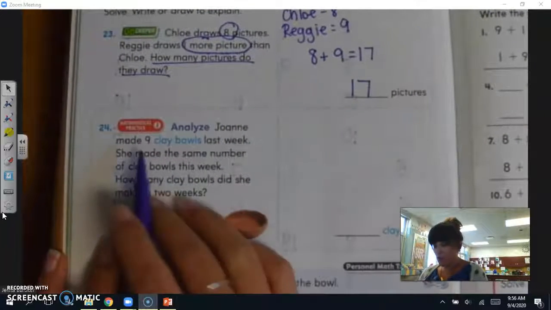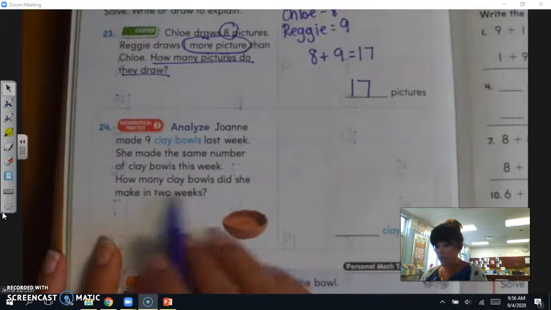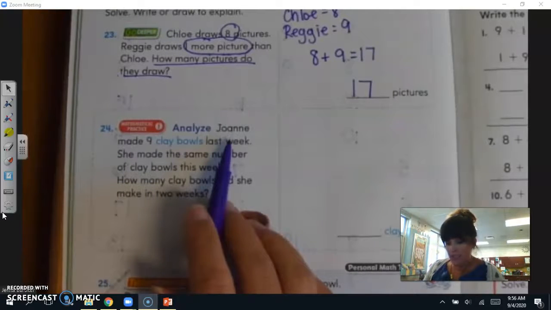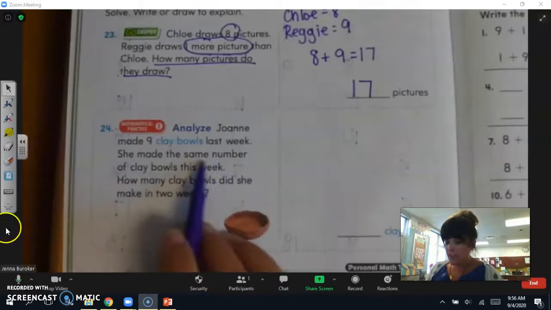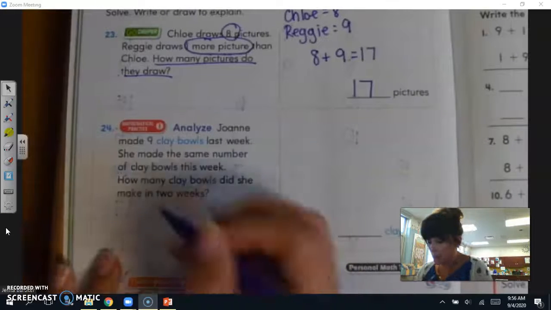Number 24. Joanne made 9 clay bowls last week. She made the same number of clay bowls this week. How many clay bowls did she make in 2 weeks? Joanne made 9 clay bowls last week. She made the same number of clay bowls this week. How many clay bowls did she make in 2 weeks?